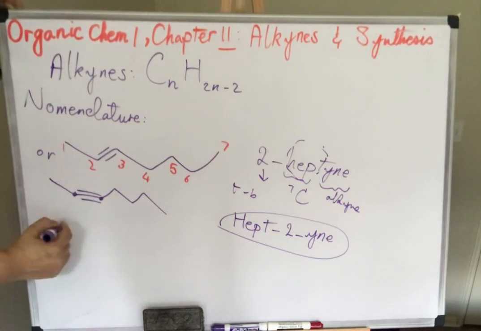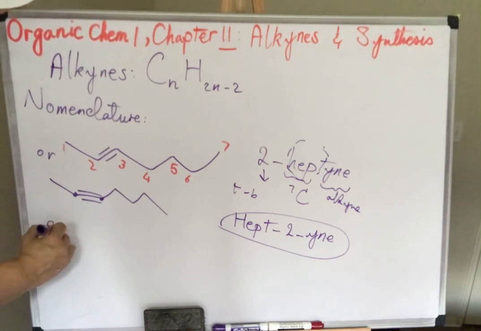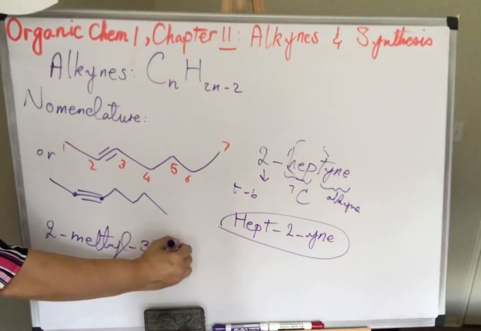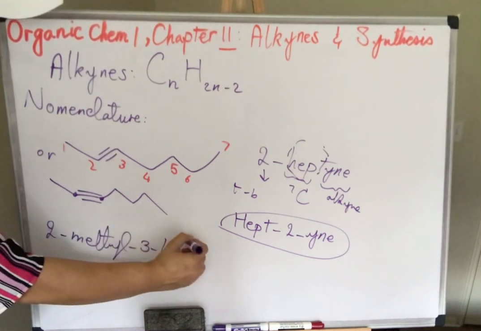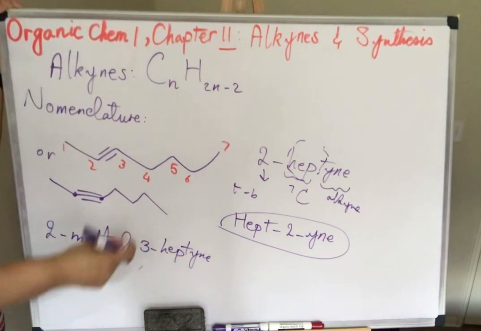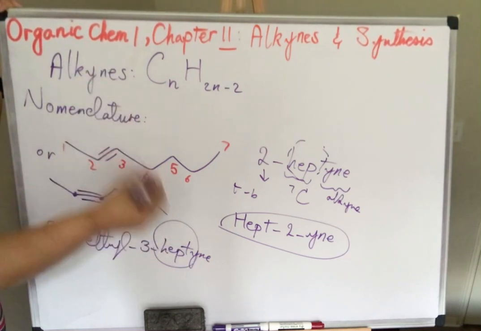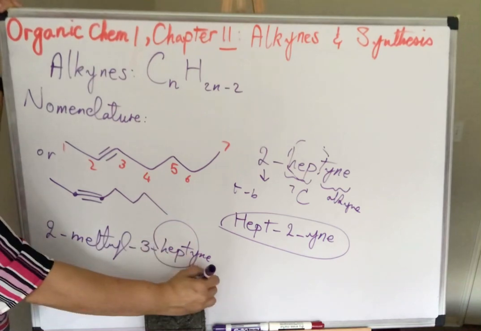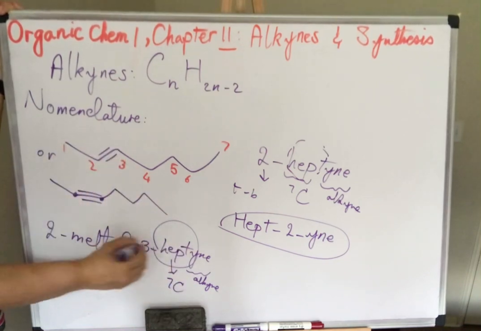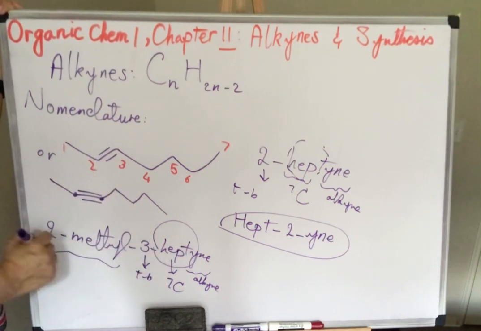An example you have here, we are supposed to draw 2-methyl 3-heptyne. Don't forget there should be a dash between every number and letter. So first of all, when we go from name to formula, to structure, we need to look at the ending. First of all, yne shows it's an alkyne. Hept means we have 7 carbons. 3 means this is the location of the triple bond. And this shows the branch.